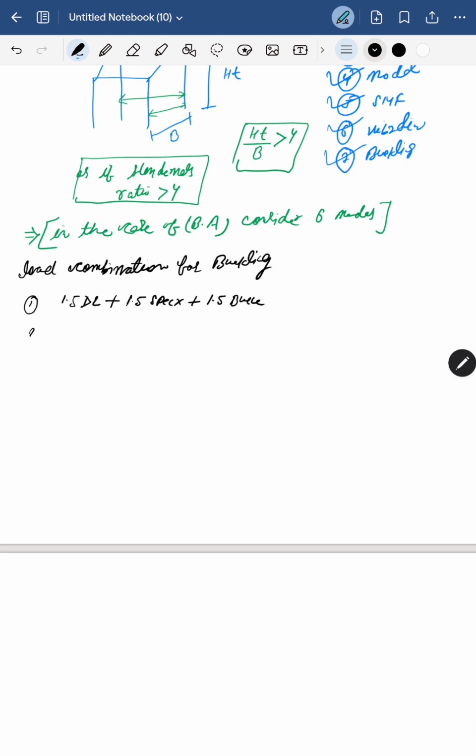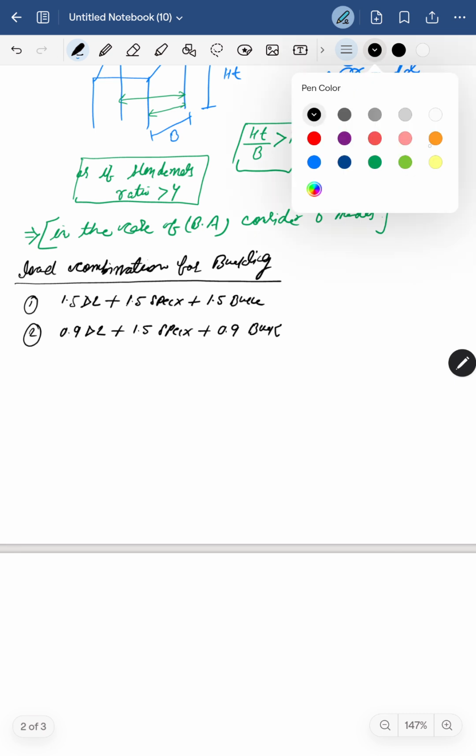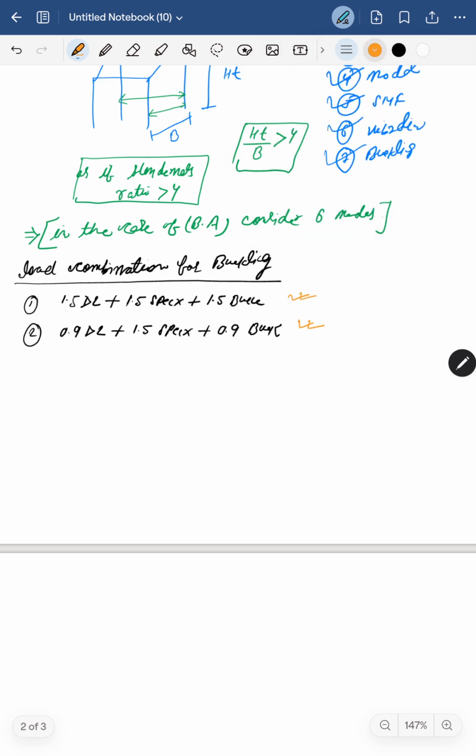The second one is 0.9 times dead load plus 1.5 times response spectrum plus 0.9 times buckling. So these are the load combinations for buckling. Suppose you are considering a structure where you have to perform the buckling analysis, this is the load combination you have to remember and apply there. Okay, so I hope you got it.